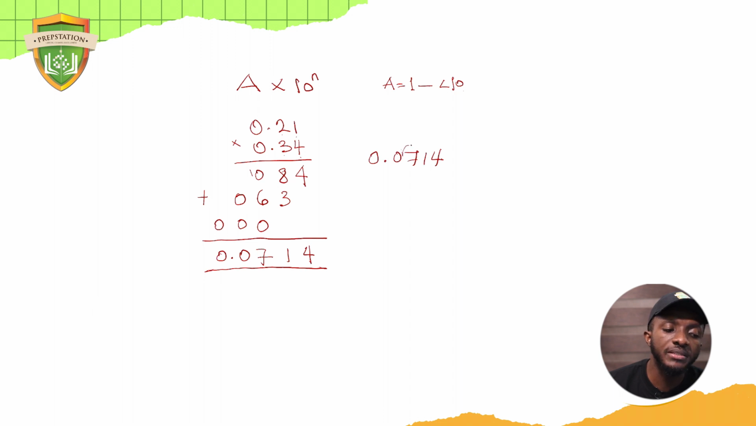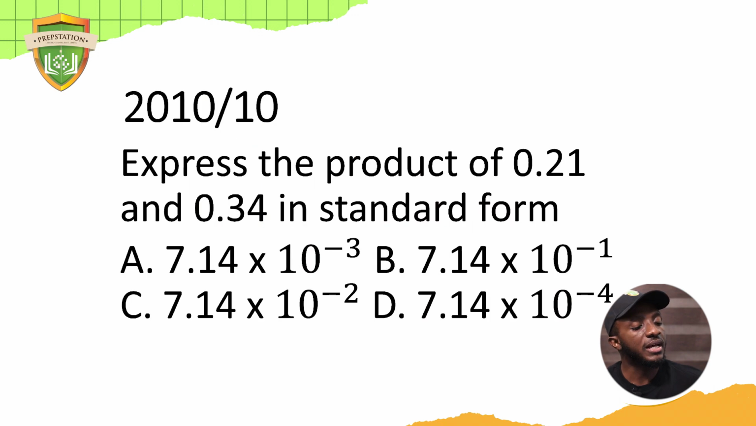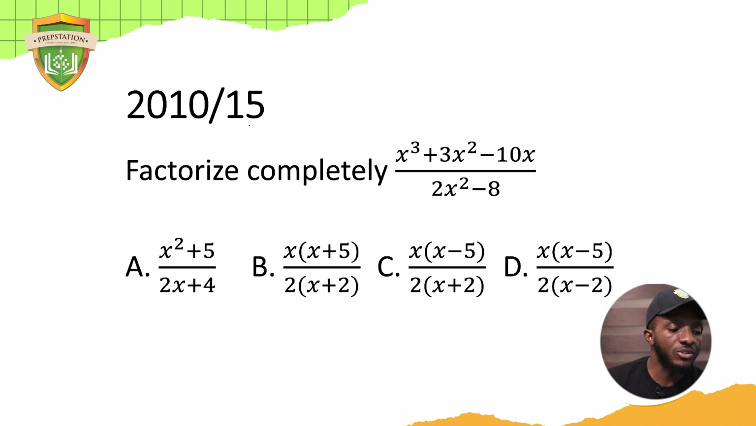So we move it one place, two places. If you move two places, you have 7.14 times 10 raised to the power of -2. Now, please take note, when you're dealing with standard form, every movement to the right gives you a negative power, and the movement to the left gives you a positive power. So we have 7.14 times 10 raised to the power of -2. So let's see our answer. The answer there is C. That's the correct answer.